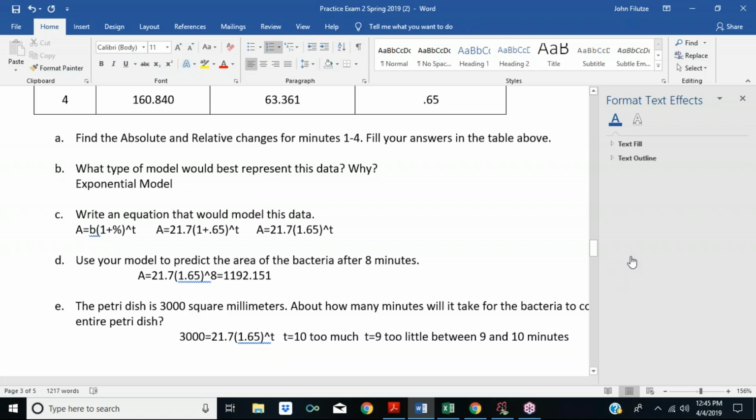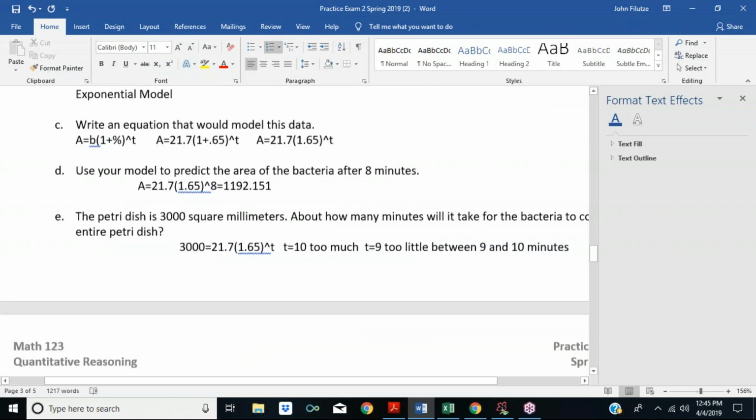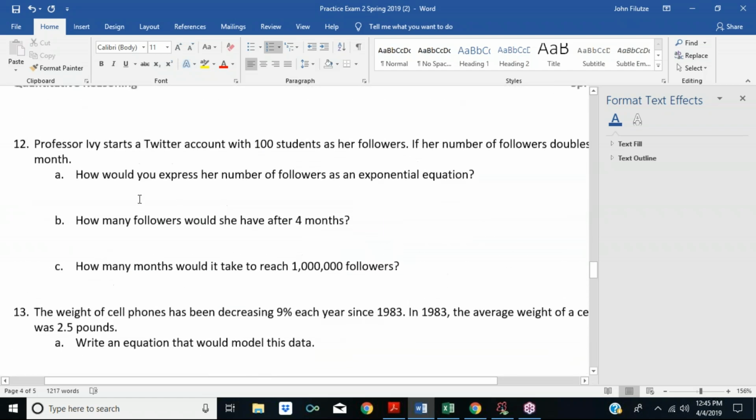The next two questions are similar. These deal with the exponential model again. So let's take a look. So here we have this teacher. Their Twitter account has 100 students and it doubles every month. What would the expression be?